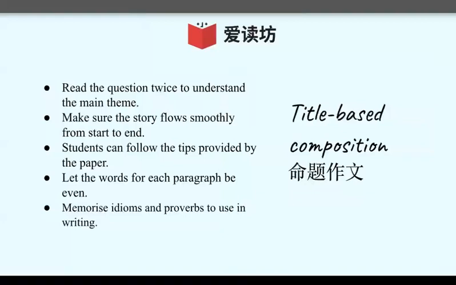About the title-based composition, students can read twice to understand the main theme of the composition. For example, the title of the composition is An Unfortunate Thing, 一件倒霉的事. Students might write about an unfortunate day, 倒霉的一天, but the key to an unfortunate thing is the number of one thing. But for an unfortunate day, we will go through many things in a day, and students might mix up many unfortunate accidents or incidents. So the composition is out of the point.